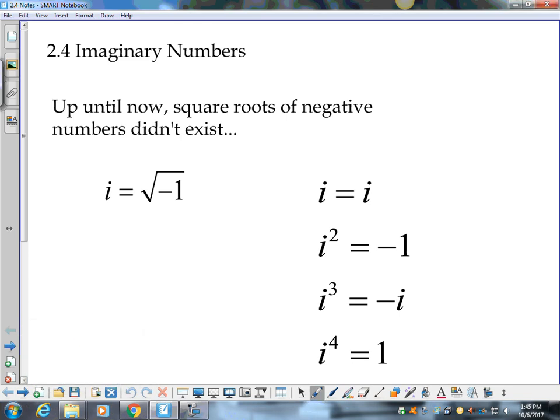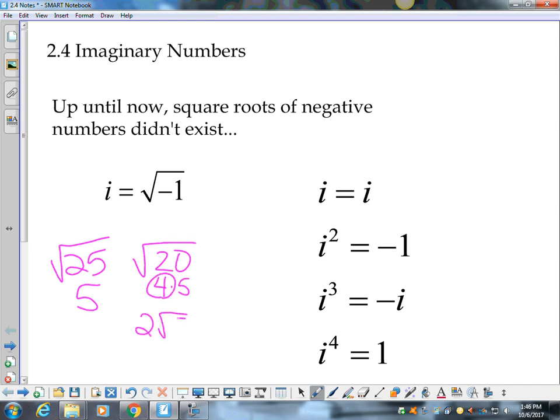Okay, so up until now, we know the square root of 25 is 5. We could even do things that aren't perfect, like the square root of 20, because that's 4 times 5, so that would be 2 root 5. So we know how to root things that are perfect and even things that are imperfect, but we've only dealt with rooting things on a number line that are greater than 0.